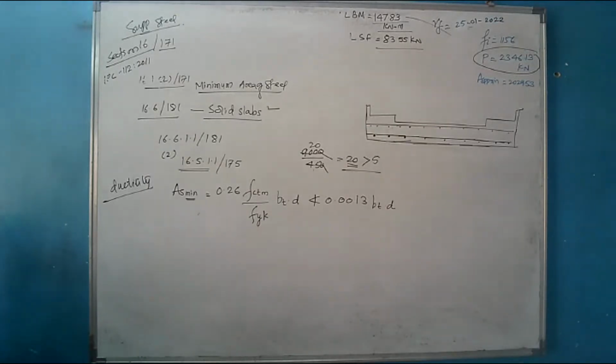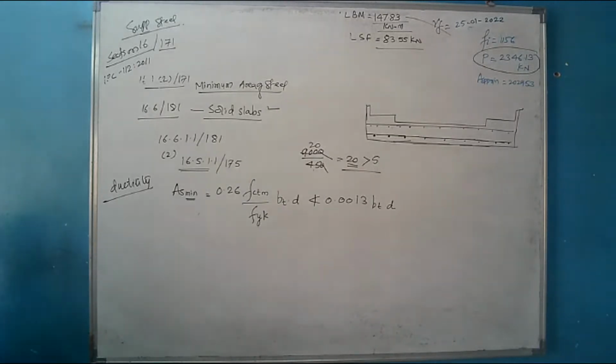bt d. Now what is fctm? Where will you get the value of fctm? कहां से मिलेगा fctm का वैल्यू? Can you refer that table which is table 6.5? इससे पहले भी हमको वहीं से मिला था fctm. Table 6.5.